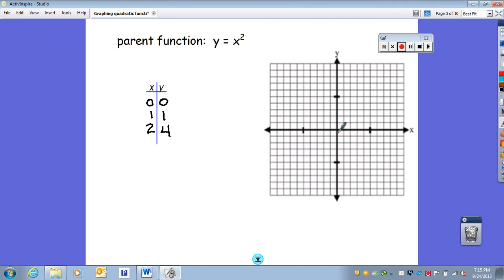If I graph those 3 points at (0, 0), (1, 1), and (2, 4), it looks like I have the right side of my parabola. But to check to be sure, I'm going to plug in a -1 to make sure that that is the point of reflection on the other side of our parabola. Plugging in a -1, if I have -1 and I square it, that's going to be a +1. So (0, 0) is the vertex of my parent function.